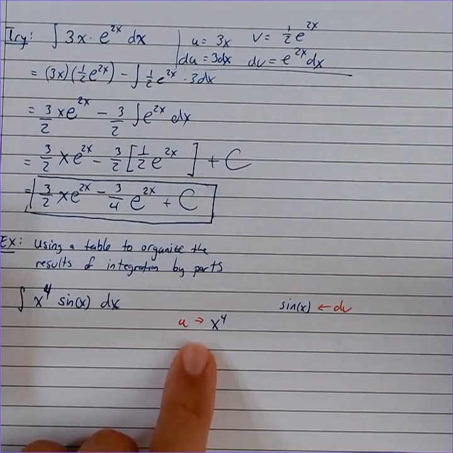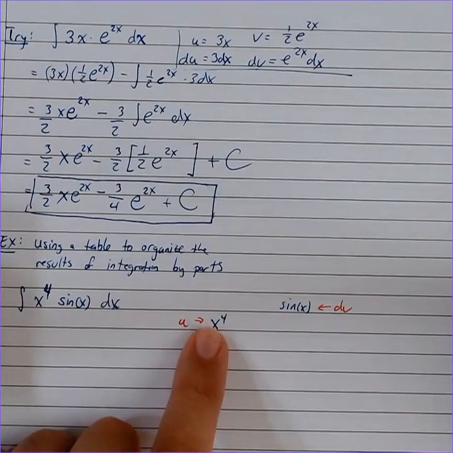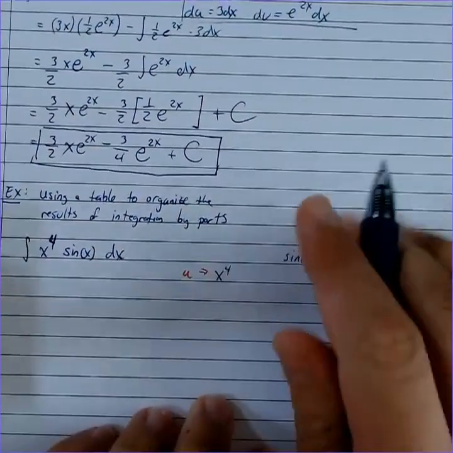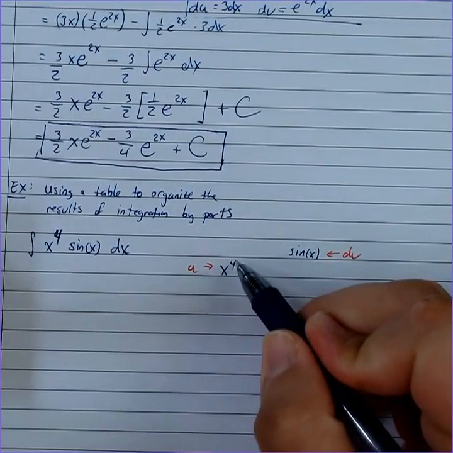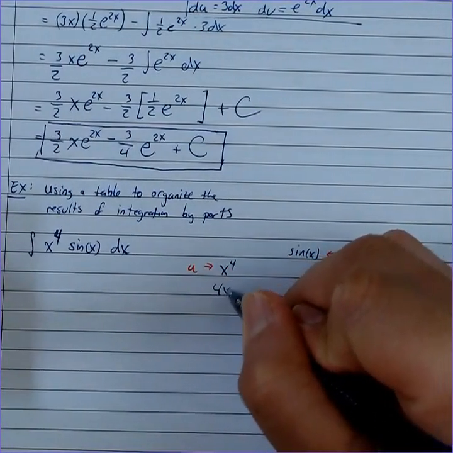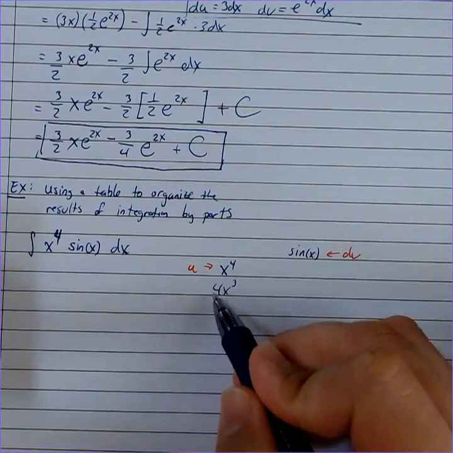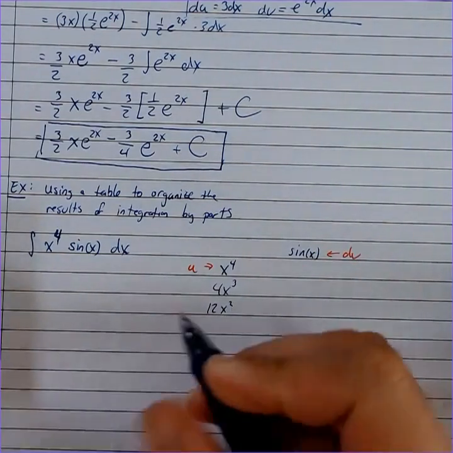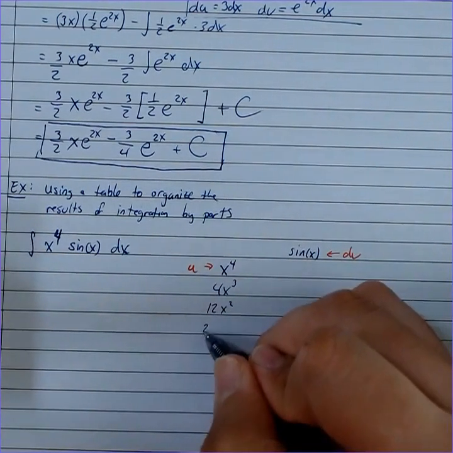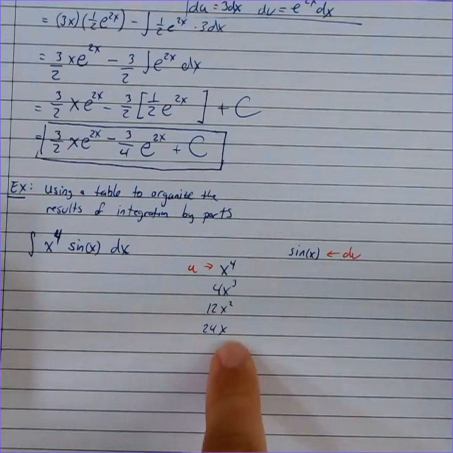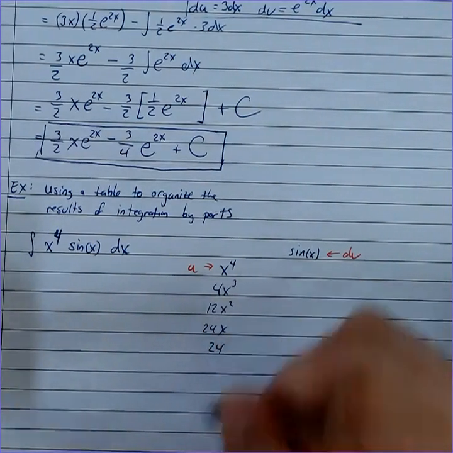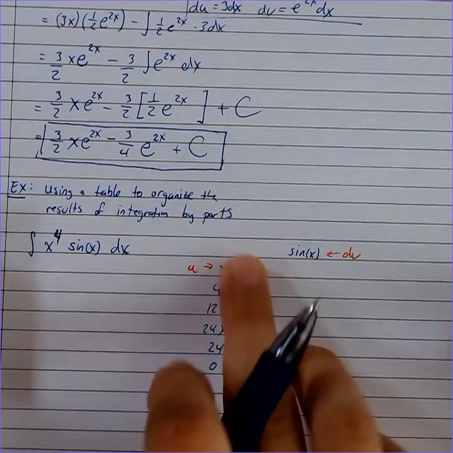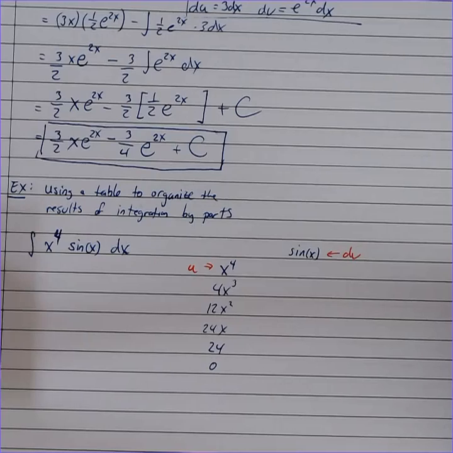Okay, so now what you want to do is take derivatives of this until you reach 0. I say, what do you mean? I mean, keep taking successive derivatives. What's the derivative of x to the fourth? Well, it's 4x to the third. Now what's the derivative of 4x to the third? Well, that's going to be 12x squared. What's the derivative of 12x squared? Well, that's 24x. What's the derivative of 24x? Well, that's 24. What's the derivative of 24? Well, that's 0. Okay, stop now. Keep taking derivatives until you reach 0.